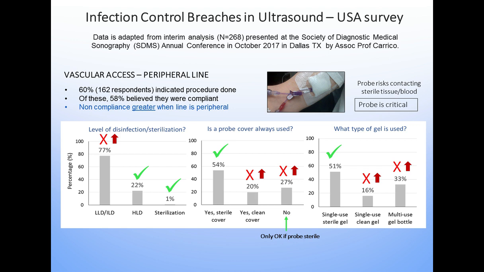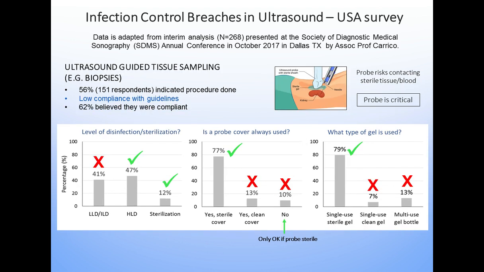For peripheral lines, we saw a worsening trend. There was an increase in the amount of low-level disinfection conducted and an increase in not using a cover or not using a sterile cover. And we also saw an increase in multi-use gel bottles and single-use clean gel, which would not be appropriate for an invasive procedure such as this. Biopsies were a similar picture. There's maybe a slight improvement here with single-use sterile gel and the sterile cover, but still broadly a lot of non-compliance.